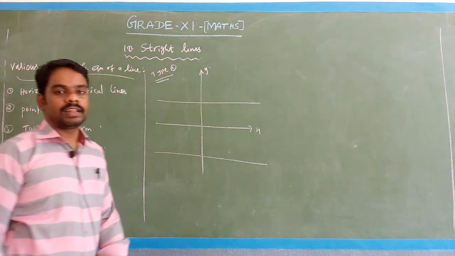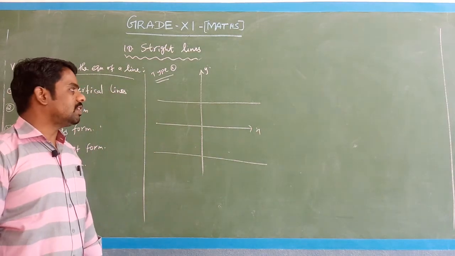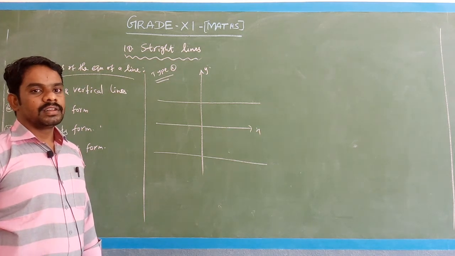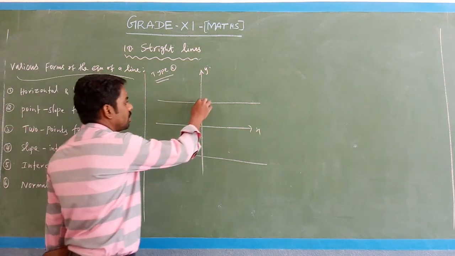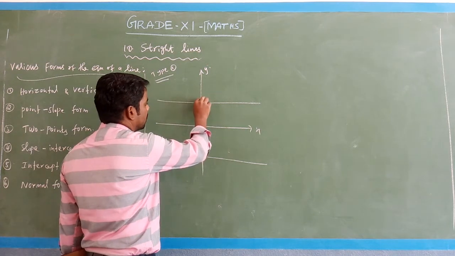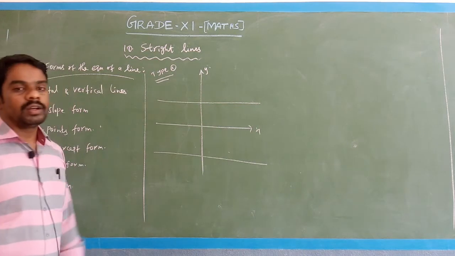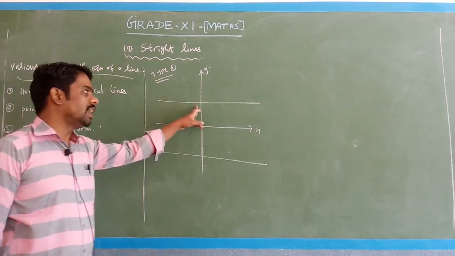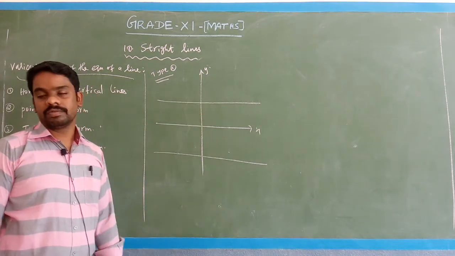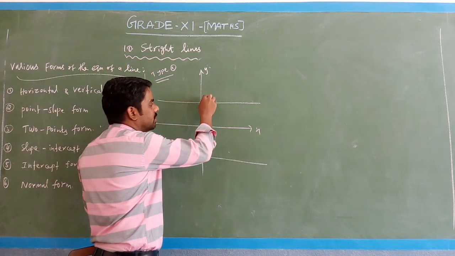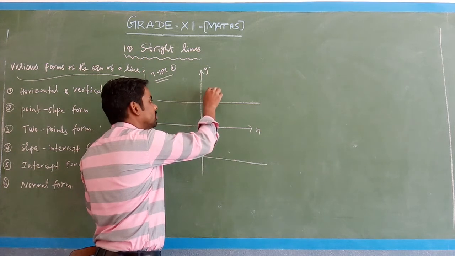So the horizontal line, parallel to the x-axis, passes through the y-axis at 0 comma any y value, that is 0 comma plus or minus y value. Here the y value is b, so 0 comma a.